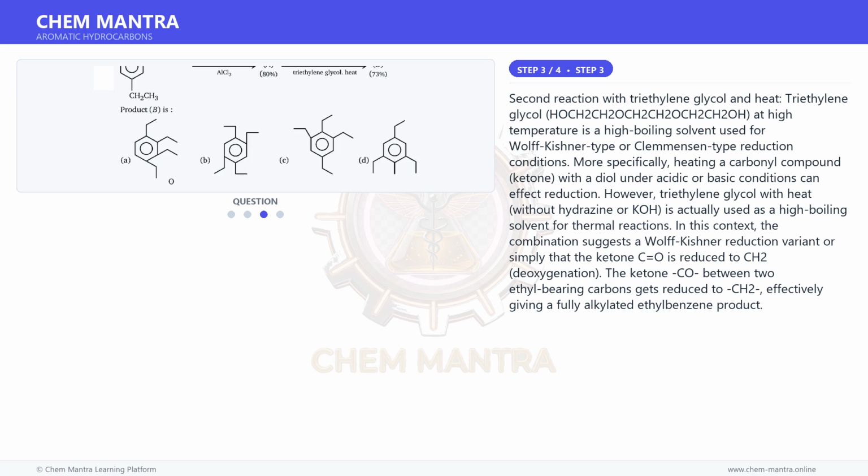In this context, the combination suggests a Wolff-Kishner reduction variant, or simply that the ketone C=O is reduced to CH2, deoxygenation. The ketone C=O between two ethyl-bearing carbons gets reduced to CH2, effectively giving a fully alkylated ethylbenzene product.